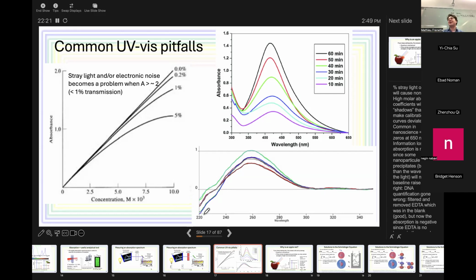But it's important to know the intricacies of UV-vis. Even though you've grown up on it, it sounds very simple. But I have my little pet peeves about how people measure UV-vis.